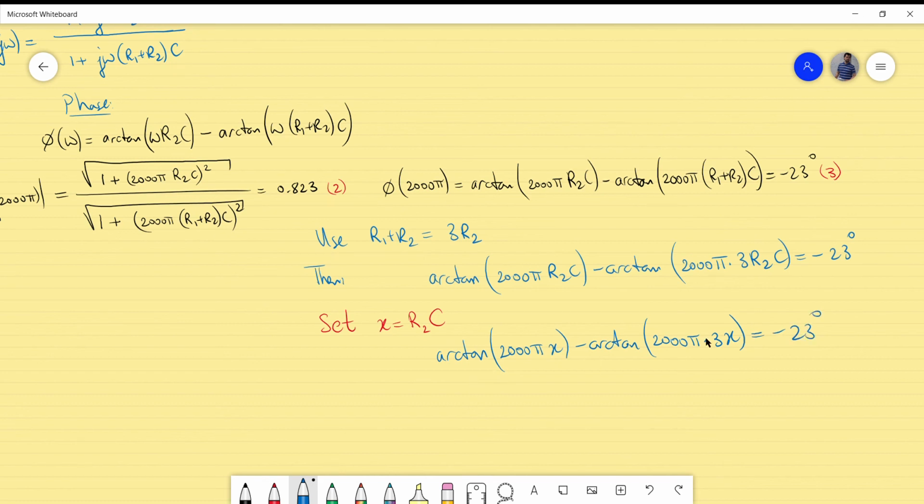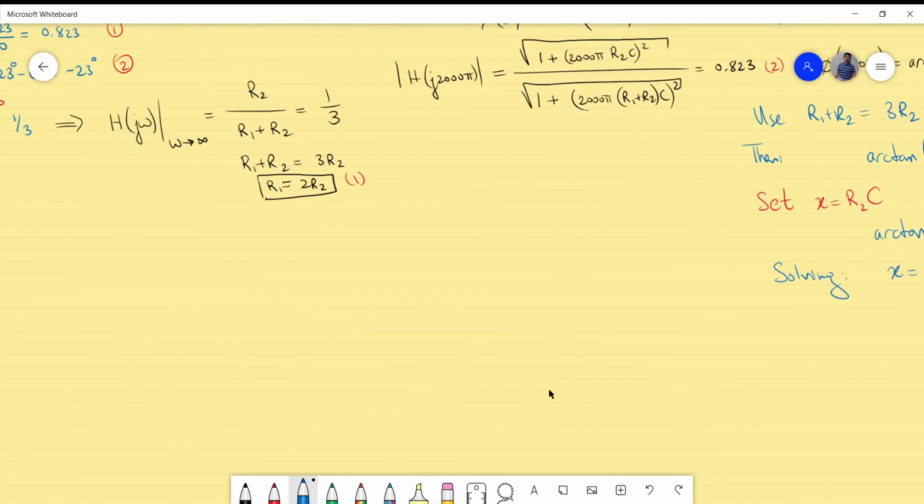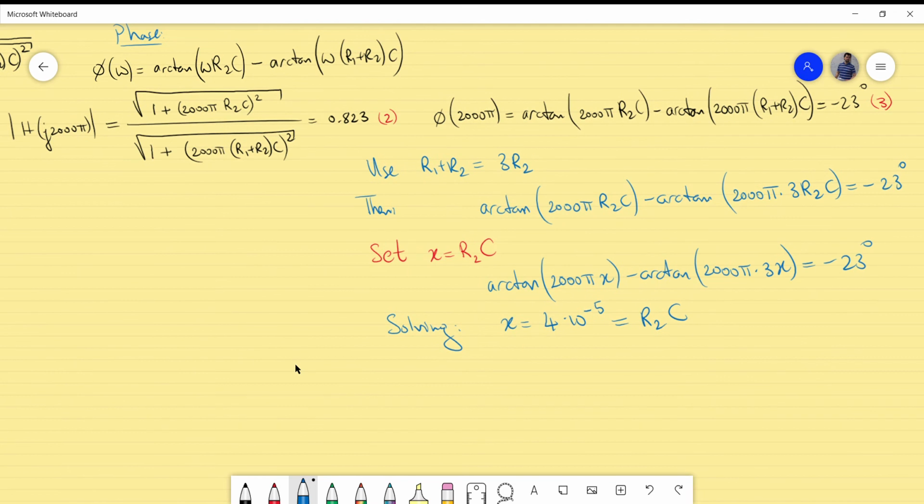Now you can try to solve this. It is not really simple. So you can use a solver for this, and if you do that, it will give you x equal to very close to 4 times 10 to the minus 5. And this is R2 times C. Okay, this is the situation we now have here. So I have a value for x, which is just the product of R2 times C, and I have this equation here. So I have, in fact, 4 equations. I will make this equation number 4.